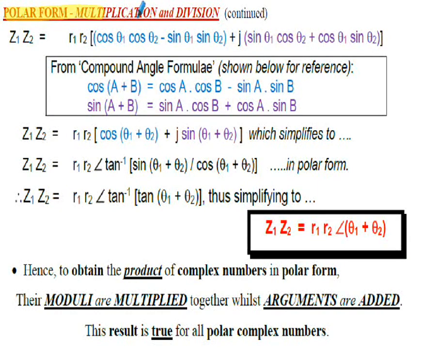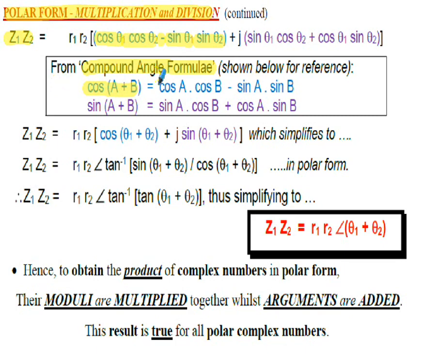Polar form multiplication and division continued here. I've just repeated this line for convenience from the previous slide. Now if we refer to something called compound angle formulae, which are standard formulae that have been proved in previous work, we could take the first expression in the brackets, cos theta 1 multiplied by cos theta 2 minus sine theta 1 multiplied by sine theta 2, and relate that to this compound angle formula. That's actually cos of (a plus b), where a and b are the angles theta 1 and theta 2 respectively.